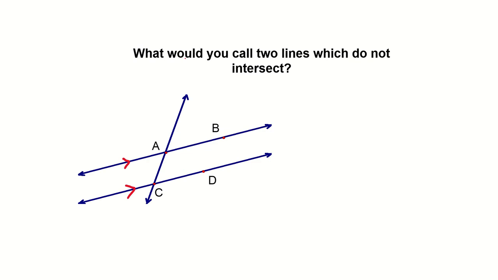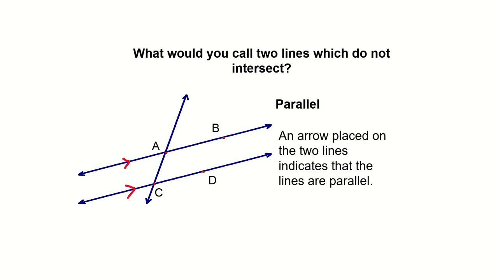Now, just a quick review. What would you call two lines which do not intersect? So we call them parallel lines. Now, the easiest way to show that the lines are parallel is to use an arrowhead. Just put it in between the lines and make sure that they have the same number of arrowheads. If they do, that means that the lines are parallel.